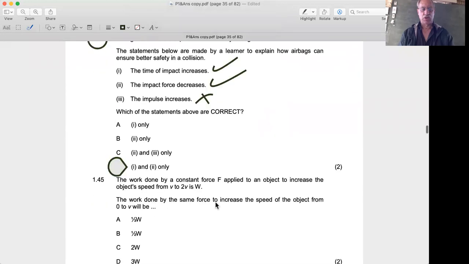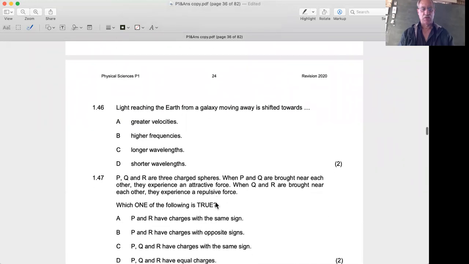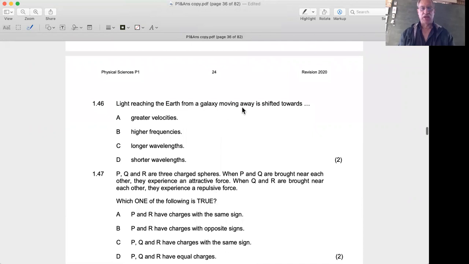Okay, so let's again look for Doppler. Light reaching the Earth from a galaxy moving away is shifted towards the longer wavelengths and the lower frequency, so it's C.